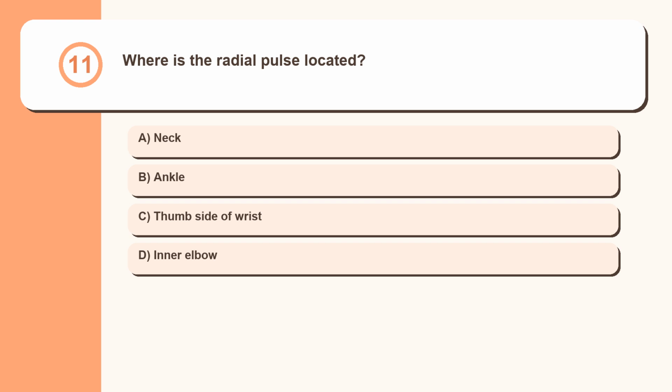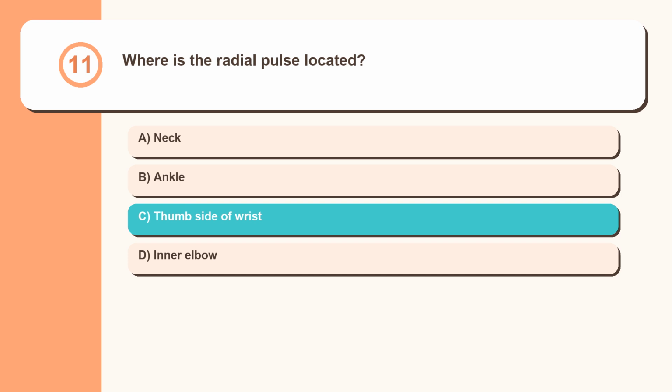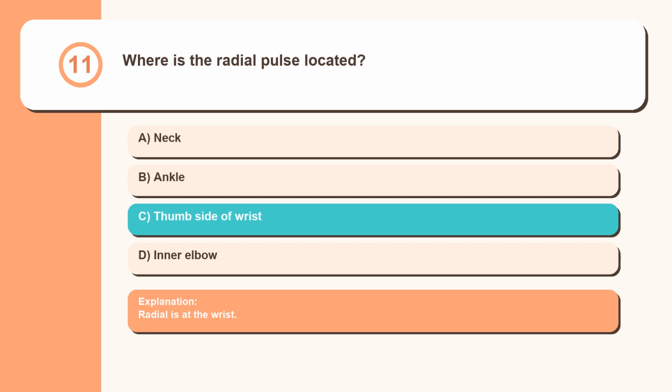Question 11. Where is the radial pulse located? Neck, ankle, thumb side of wrist, inner elbow. Answer: Radial is at the wrist.